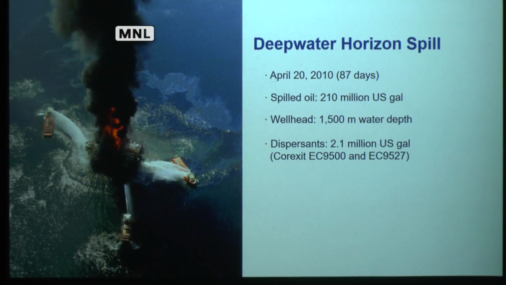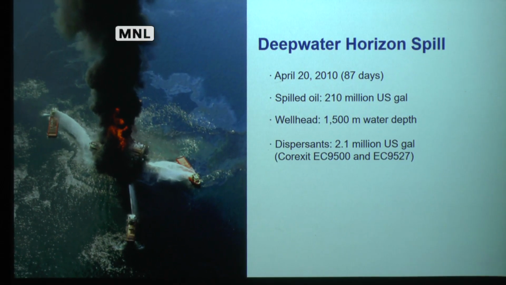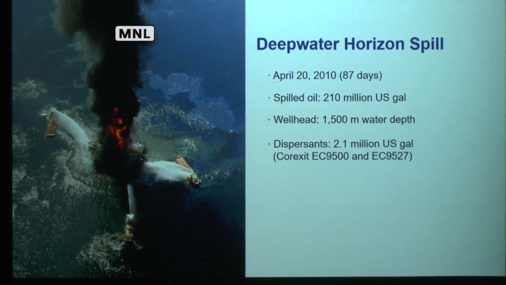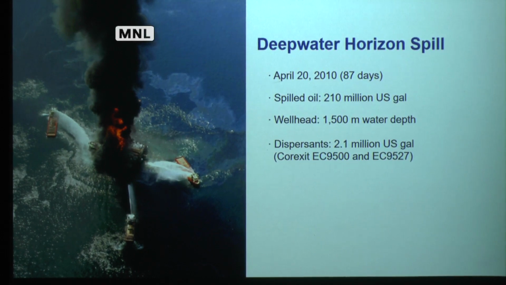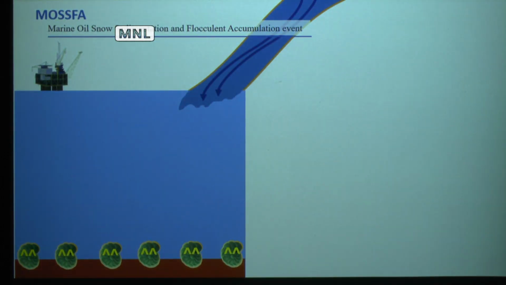210 million gallons of oil was discharged from the wellhead at 1,500 meter water depth. And also, 2.1 million gallons of oil dispersant was used during the Deepwater Horizon oil spill. And also, the MOSFET event was observed during and after the Deepwater Horizon oil spill. So now I will briefly talk about what the MOSFET concept is. MOSFET is the marine oil snow sedimentation and flocculant accumulation event. The MOSFET was observed during and after the Deepwater Horizon oil spill.